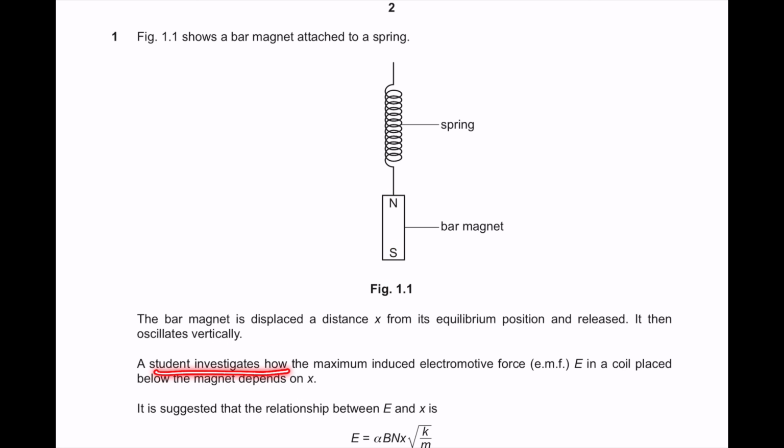A student investigates how the maximum induced EMF in a coil placed below the magnet depends on x. Here the student is investigating the maximum induced EMF in the coil and how it depends upon how much the magnet has been displaced. The magnet has been displaced vertically. A coil is placed here just like this.